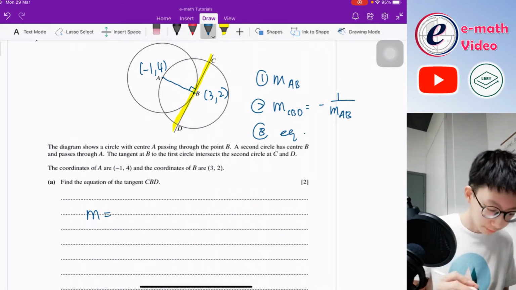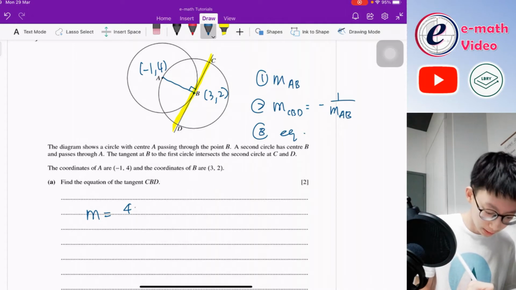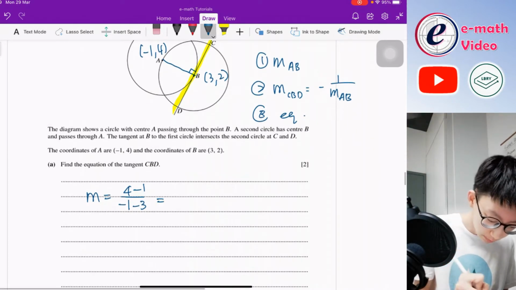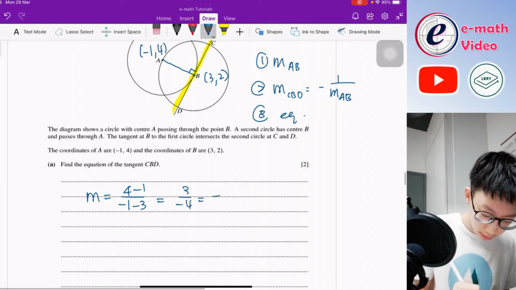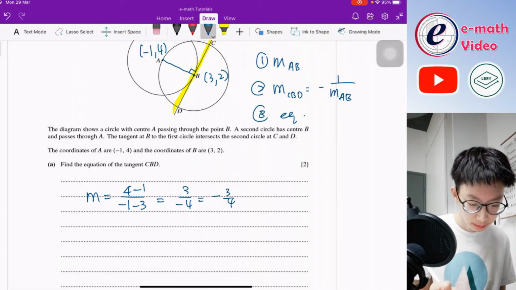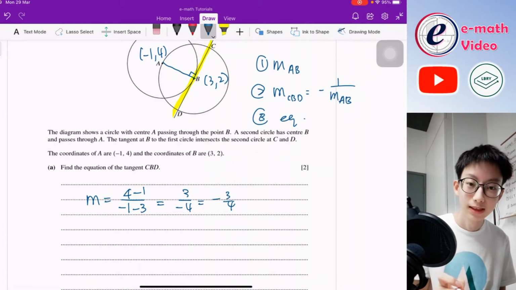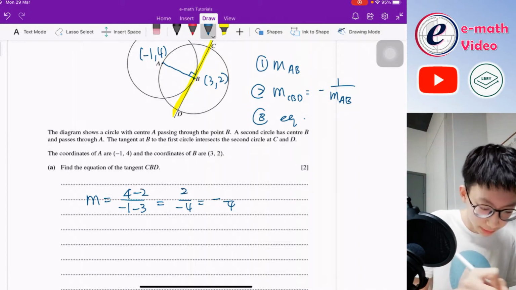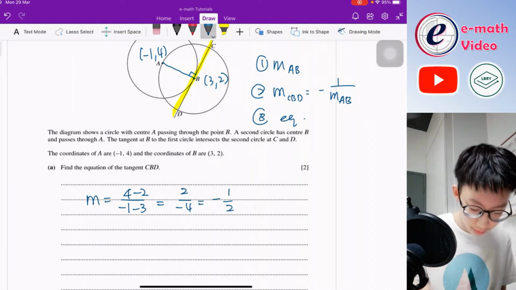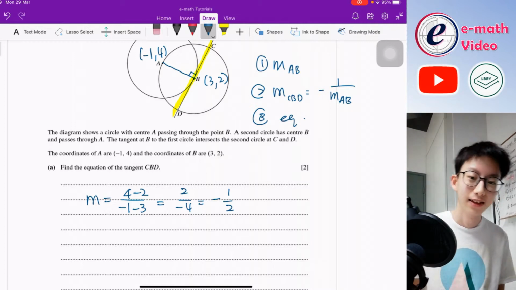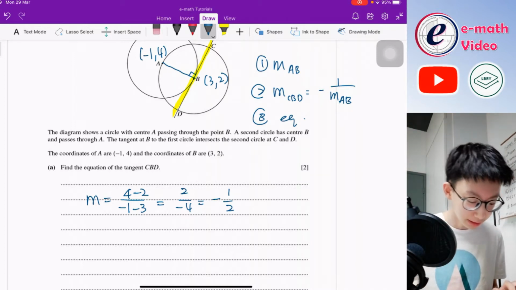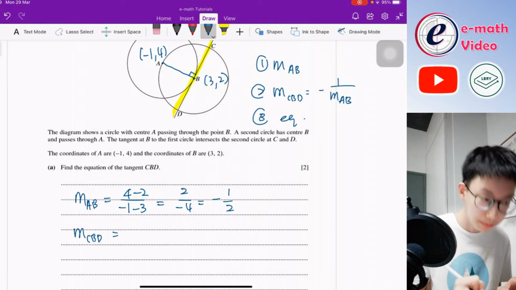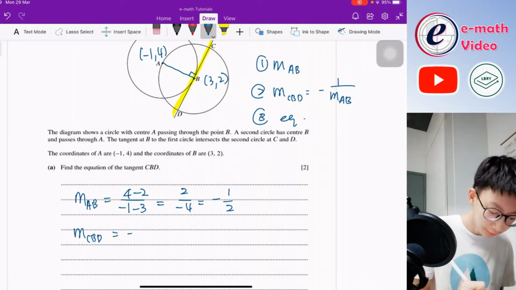So slope of AB means y2 minus y1 over x2 minus x1. So it will be 3 over -4, -3 over 4. Hey, is it? I made a mistake here. 4 minus 2 is 2, so -1 over 2. Forgive me, it's very late at night already. Now we have the gradient of AB. Let me write it down for you. This is m AB. So m CBD will just be flip it, put a negative in front, so it's -2.